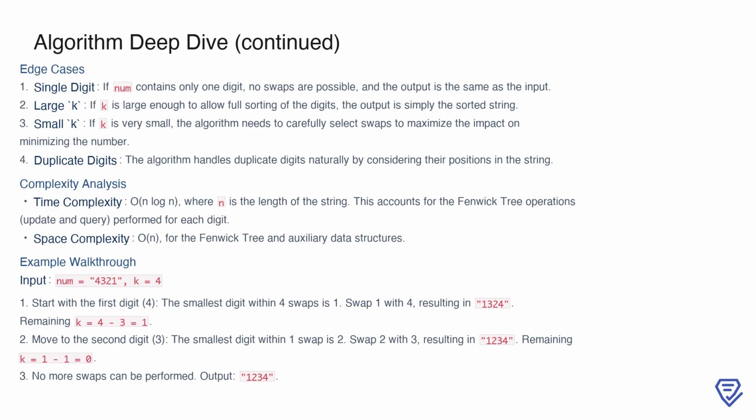In terms of complexity, the time requirement is O(n log n), where n is the length of the string, due to the Fenwick tree operations. The space complexity is O(n), to store the tree and auxiliary structures.